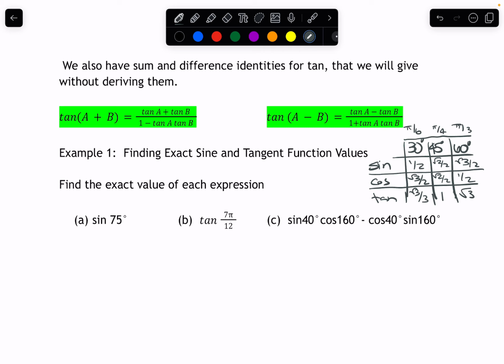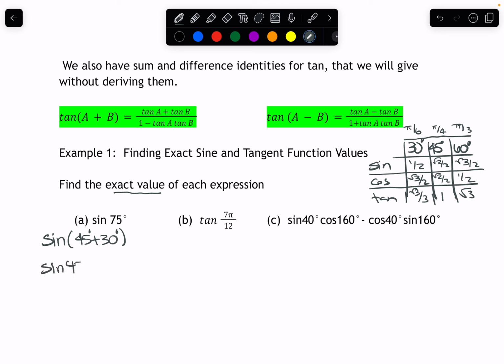So, just like we did yesterday, we want to find the exact value, which means no calculators. We're not going to punch this in and hit the sine key. We're going to use our identities to find this. So we have to express 75 using two of these three that we know up here, and a sum or a difference, so that means we'll express 75 as 45 plus 30.